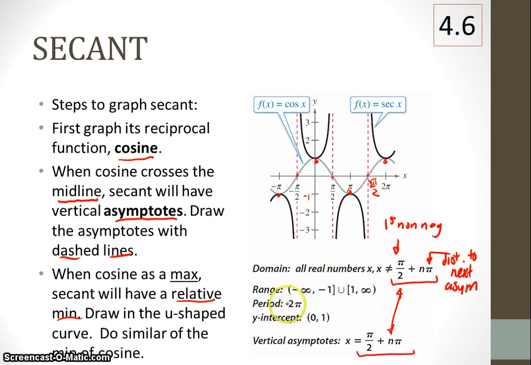Our period is going to be 2 pi over b in general. Since the b value was 1, it would be 2 pi. And the y-intercept would be where it crosses the y-axis, which is at (0, 1). So this would be the y-intercept unless there, of course, is some sort of horizontal phase shift.